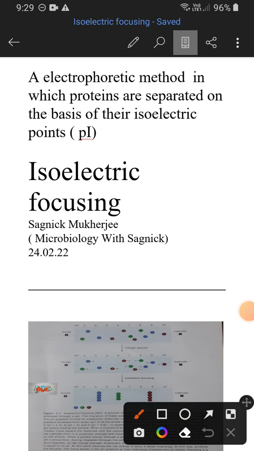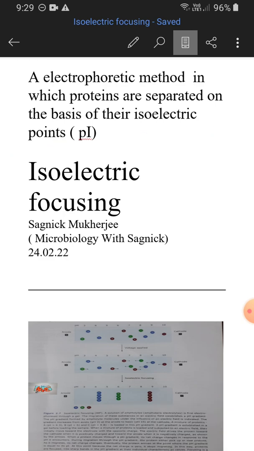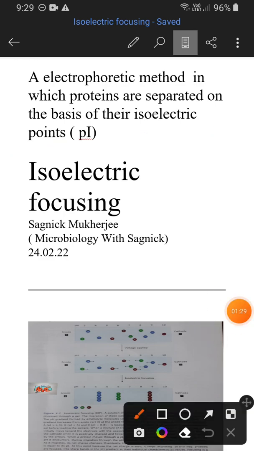So that is the reason: except molecular weight, we have to take another physical characteristic under consideration. So here we have taken the isoelectric point as our consideration. So now let's start our discussion regarding what the isoelectric point is.